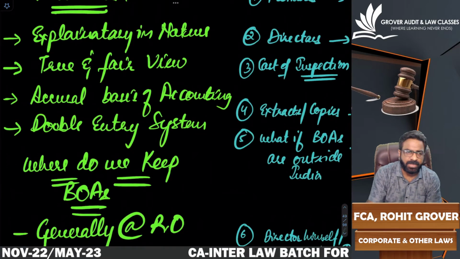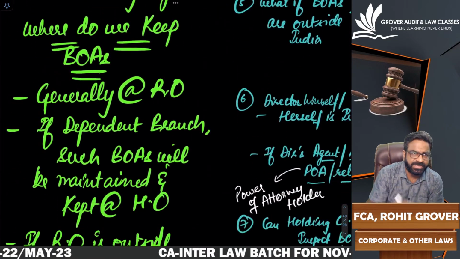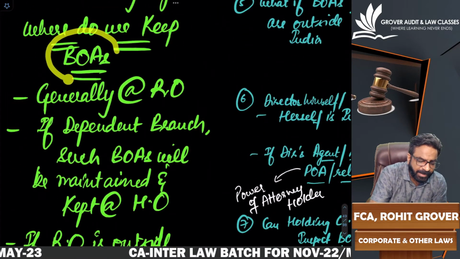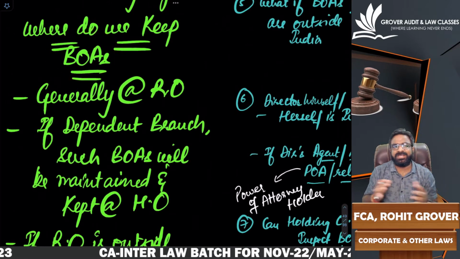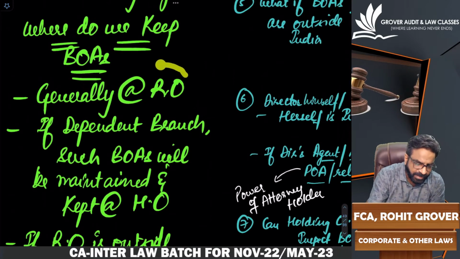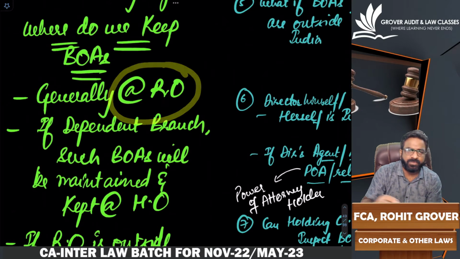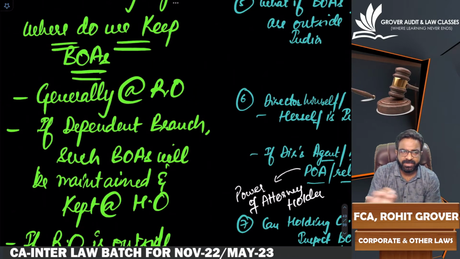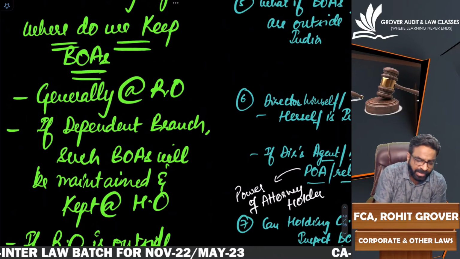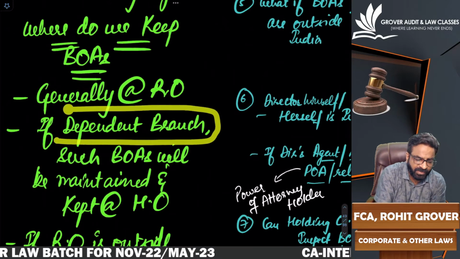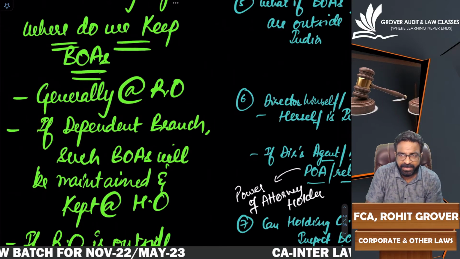Now, the next point we have to understand, where do we keep our books of accounts? Where do we generally keep our books of accounts? Books of accounts are generally kept at RO. What is RO? Registered office. But if you have a dependent branch, which branch? Dependent branch.